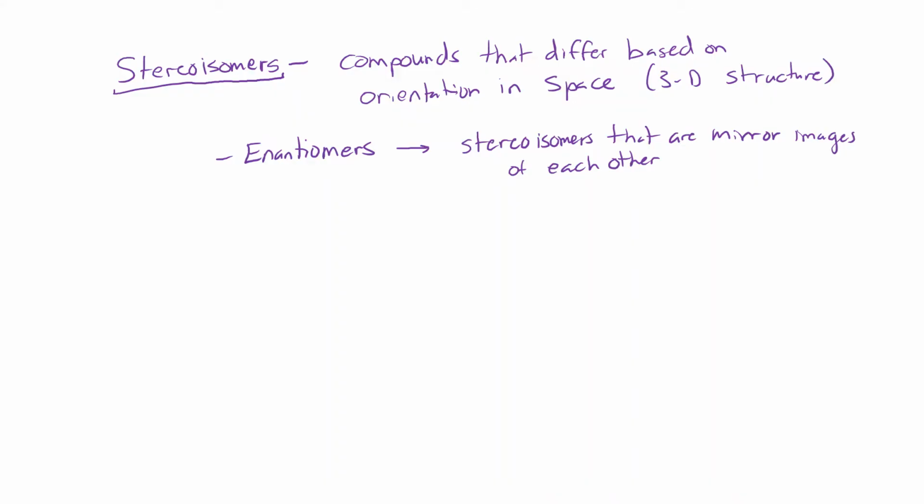But the idea is when we think about enantiomers, they're always going to be pairs. They're always going to be kind of mirror images of each other, right? So now, what is the other option? The other option is if they're not enantiomers, they are diastereomers.